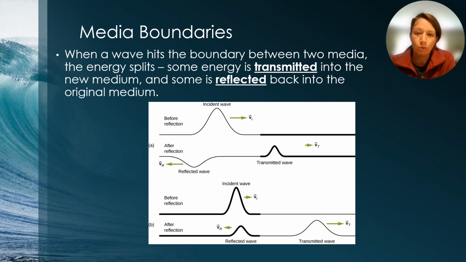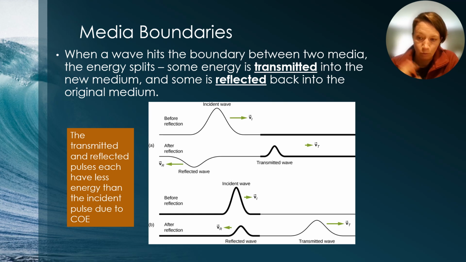The energy of the wave actually splits when it hits that boundary. Some of the energy from the original or incident wave is transmitted into the new medium, and some of that energy is actually bounced back into the original medium. This is why you can hear echoes off of walls and see your reflection in a piece of glass. While at the same time, you can also see the things on the other side of the glass because that wave energy actually splits when it hits that boundary.